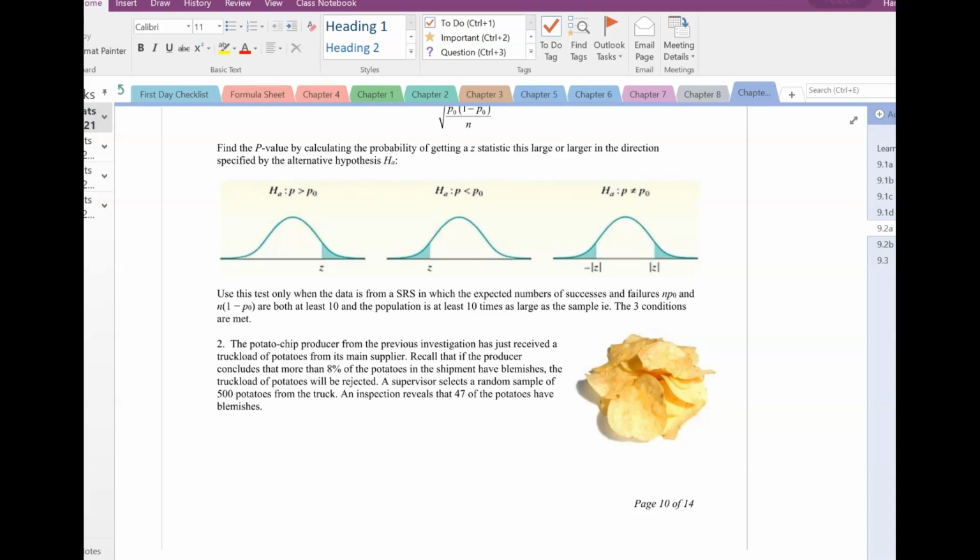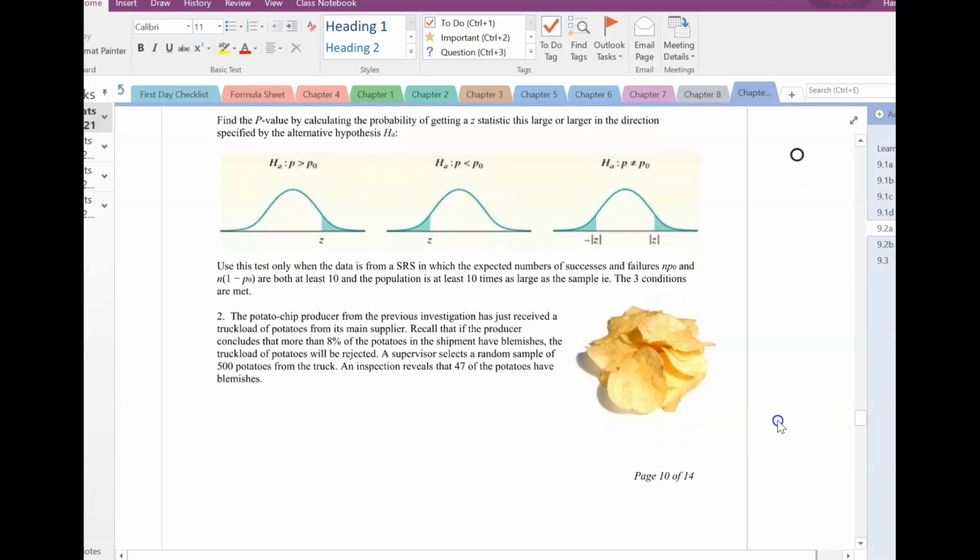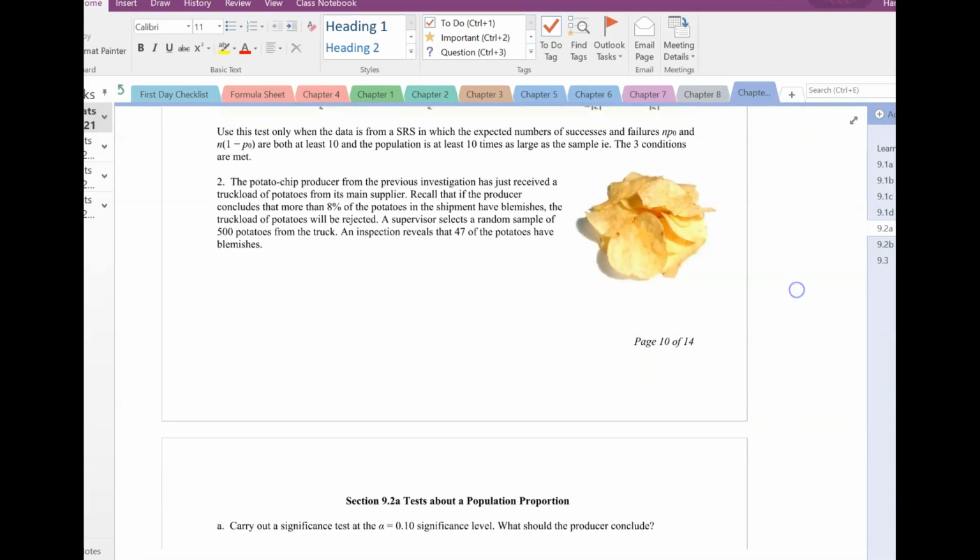Let's come back to the other example that we talked about with the blemished potatoes. It says the chip producer from the previous investigation has just received a truckload of potatoes from its main supplier. Recall that if the producer concludes that more than 8% of the potatoes in the shipment have blemishes, the truckload of potatoes will be rejected. A supervisor selects a random sample of 500 potatoes from the truck. An inspector reveals that 47 of the potatoes have blemishes. So this is our statistic, 47 out of 500. I would like you to pause the video and give this a try for yourself. Carry out a significance test at the level of alpha equals 0.10. What should the producer conclude?